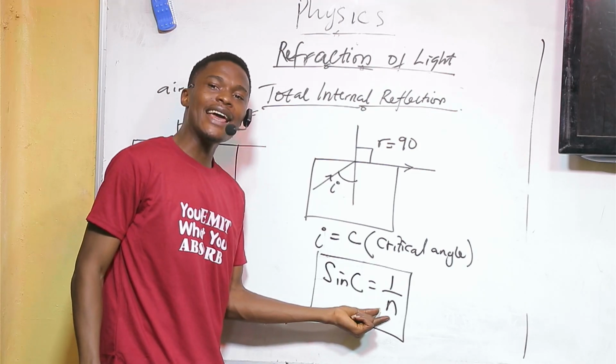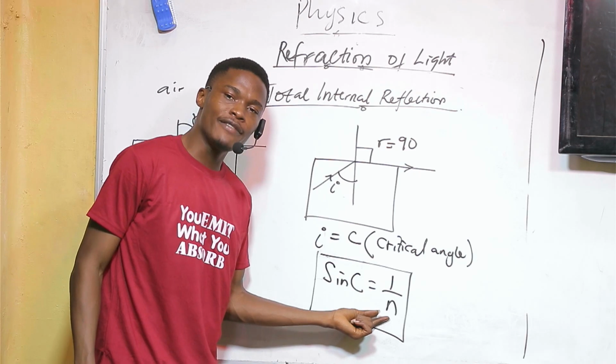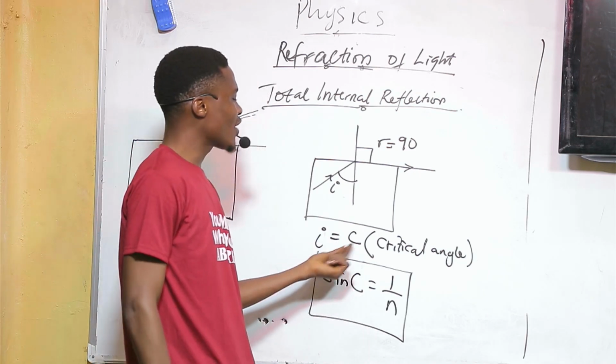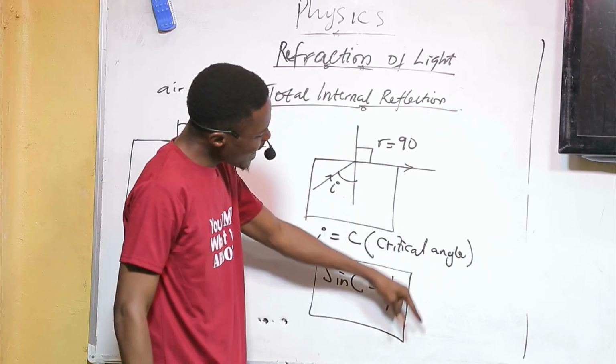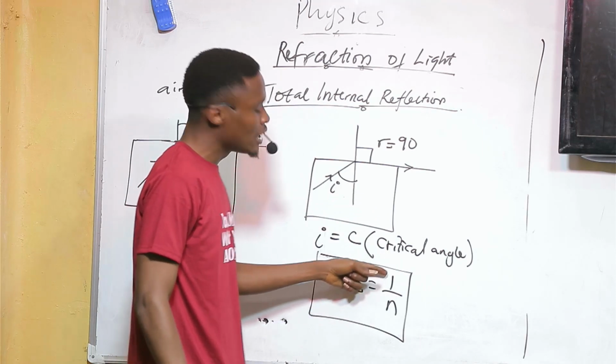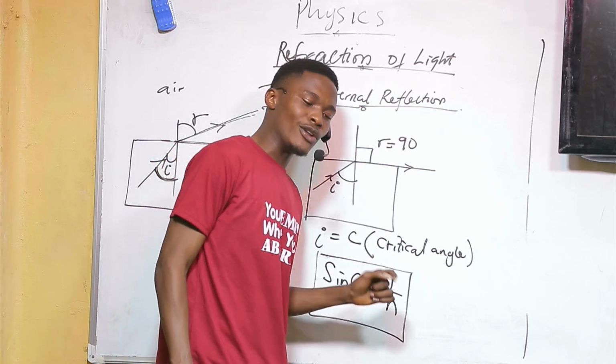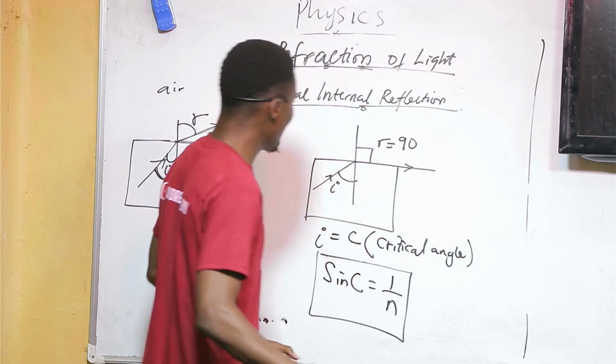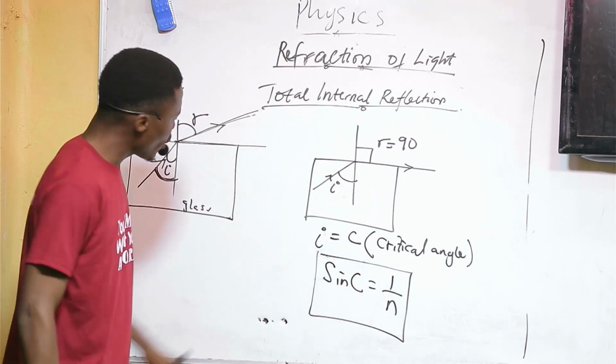Remember what n is again? n is your what? Refractive index. Now C is your critical angle. So the sine of the critical angle is equal to 1 over n, 1 over the refractive index. Now, but we are not done here.